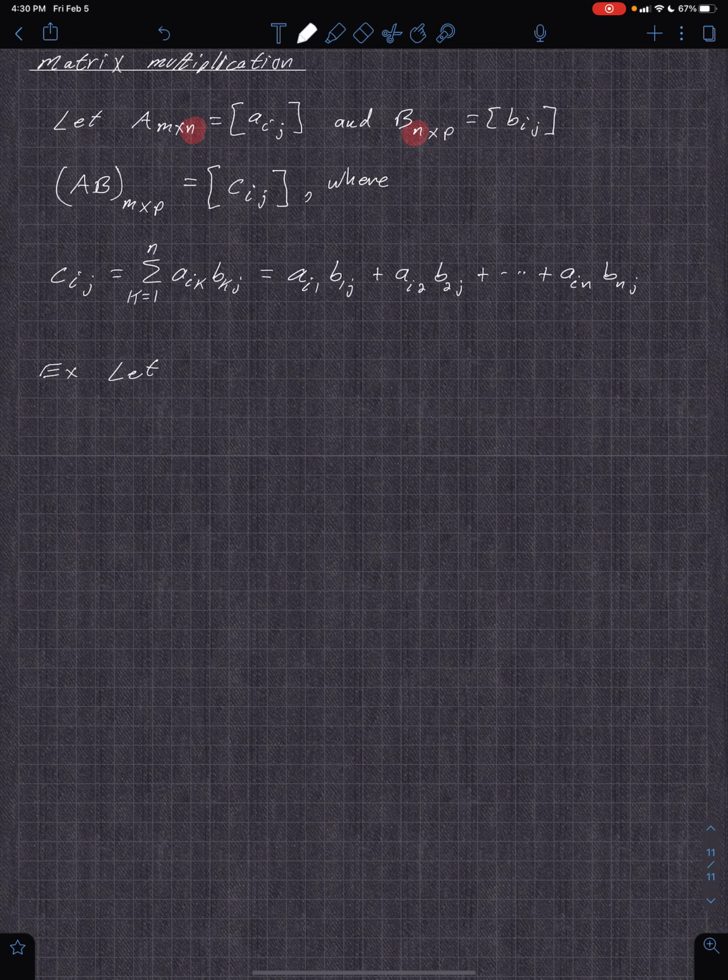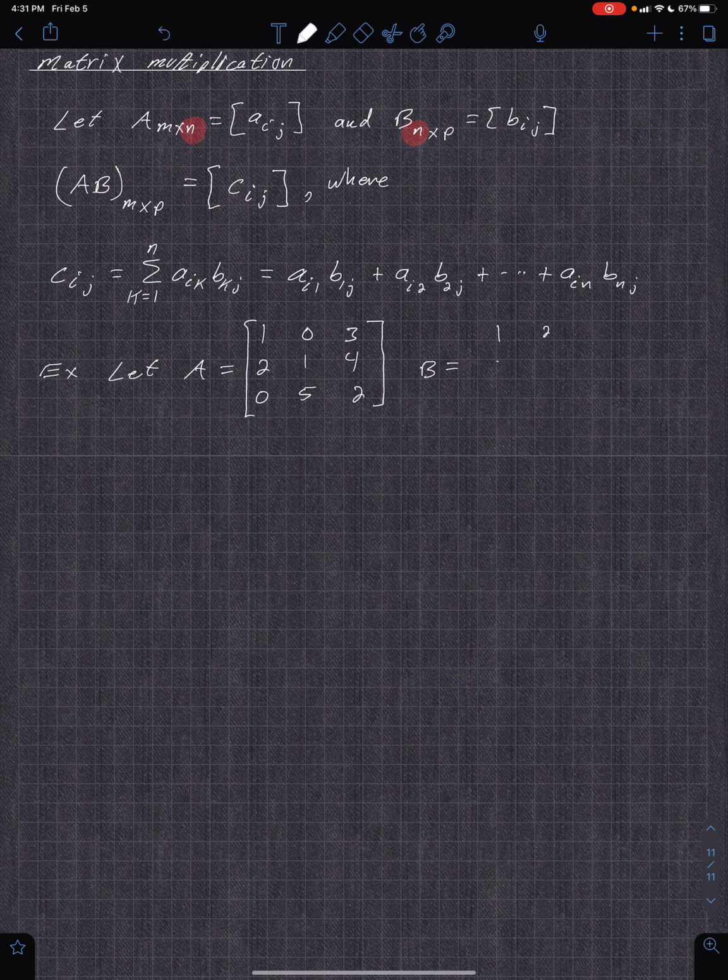Let's let A equal 1, 0, 3, 2, 1, 4, 0, 5, 2, and B equal 1, 2, 3, 4, 5, 6. Not very interesting, huh? Okay. So this is a 3 by 3 matrix, and this is a 3 by 2 matrix.